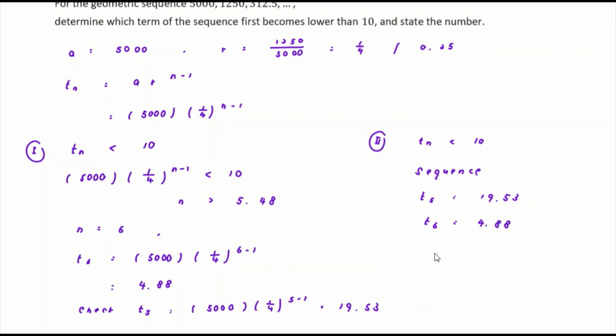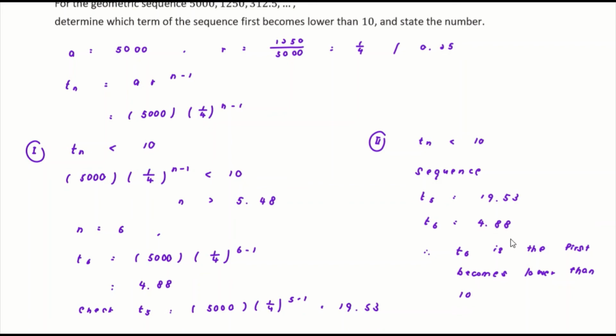So the first term that becomes lower than 10 should be equal to T6. Okay, so T6 is the first term that becomes lower than 10. That's the idea of how you should answer this. And the number is 4.88.